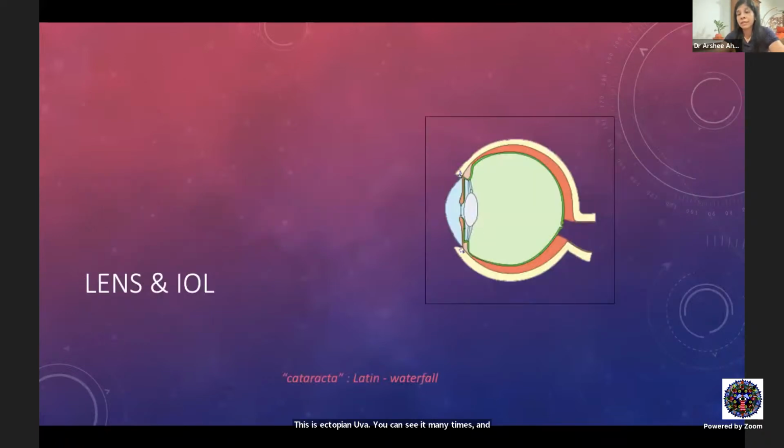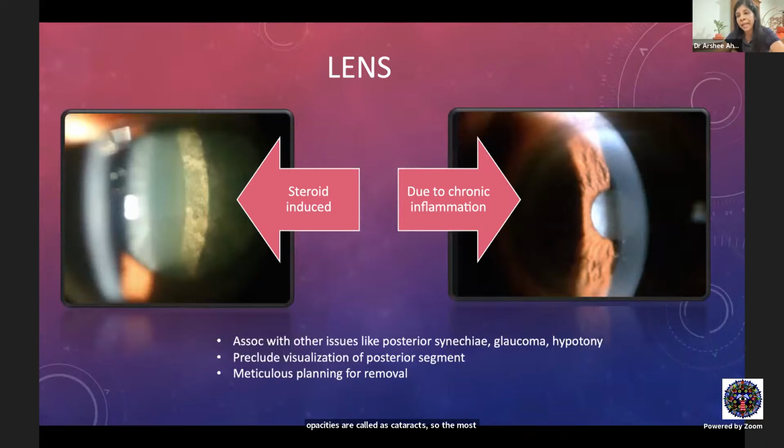Now moving to the next important structure, that is the lens, which is essentially dividing the eye into the anterior segment and the posterior segment. The lens is a transparent, avascular, highly refractive structure, and lenticular opacities are called cataracts. The most important complication the lens can show us in a uveitis patient would be the development of cataracts. Either it can develop because of chronic inflammation itself, or it could be treatment induced, especially steroid induced. Both of these can lead to rapid visual decline sometimes.